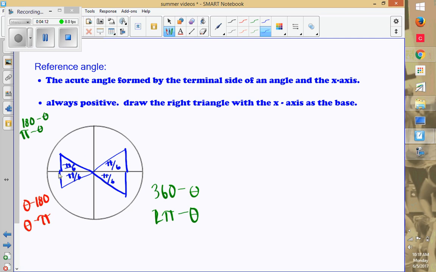But they will all have the same numerical value. So the cosine of pi over 6 would be the same as the cosine of 5 pi over 6. 5 pi over 6 we get from coming over here. That leaves us with a reference triangle of pi over 6. Their signs are not going to be the same, but the magnitude of that cosine or sine or tangent, those are all going to be the same value.